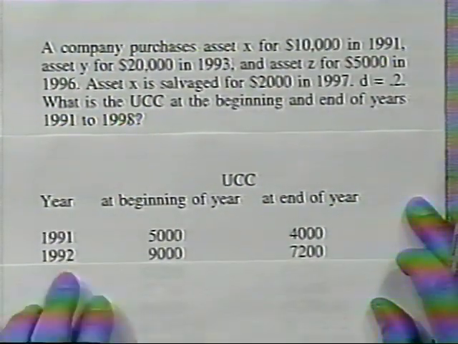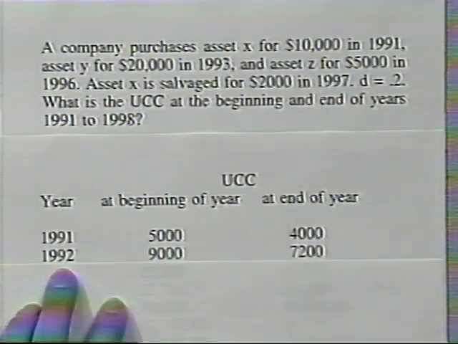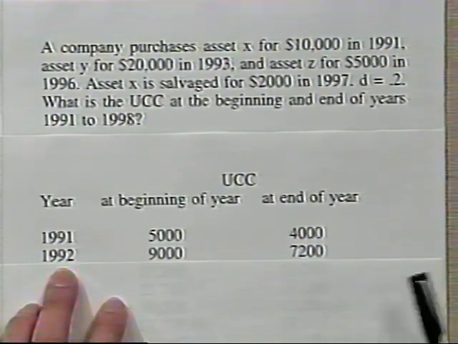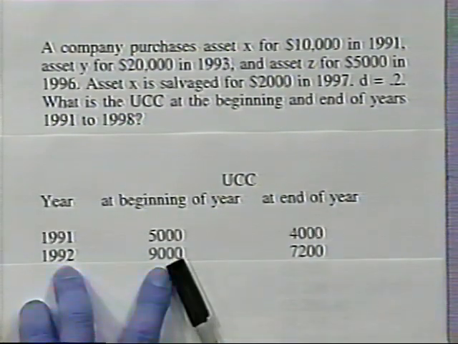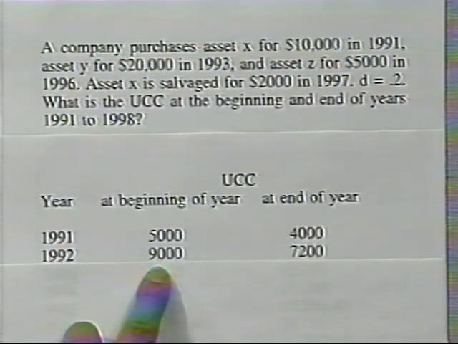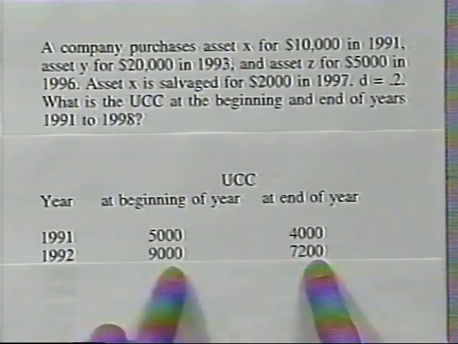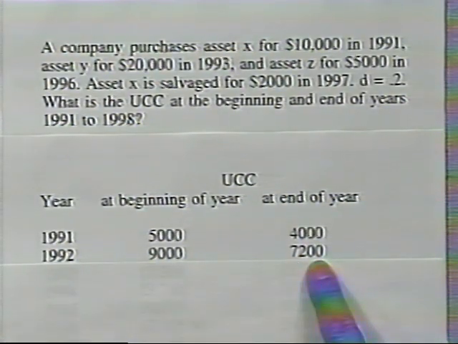At the beginning of 1992, even though no new assets were bought in 1992, the second half of asset X is added into the UCC account. So it's the $4,000 at the end of the previous year plus the $5,000, which occurs at the beginning of 1992, making a total of $9,000 in that UCC account, which then depreciates at 20%, so that it totals $7,200 at the end of the year.